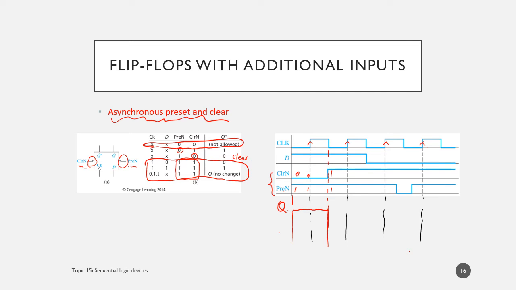Okay, but there's no rising edge. Then we know that the Q still keeps its original value, which is 0 here. Now at the next edge, we got 1, 1. So the inputs are not active, and we have a rising edge. So at this moment, Q needs to follow D, and D is 1. So Q will equal 1.